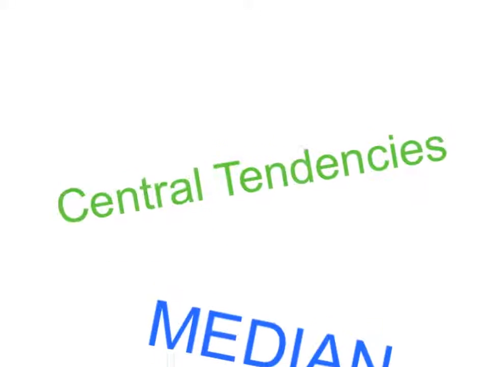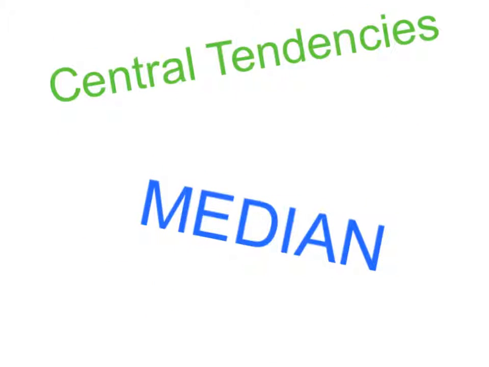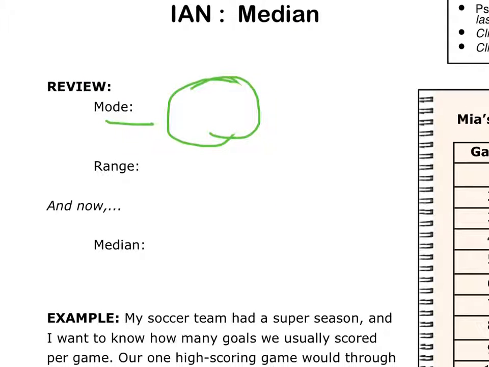Today we're going to be working again with central tendencies, and the one we're looking at today is median. Before we begin, we're going to review some terms. We have mode and range, and mode is the most often used value in a number set.